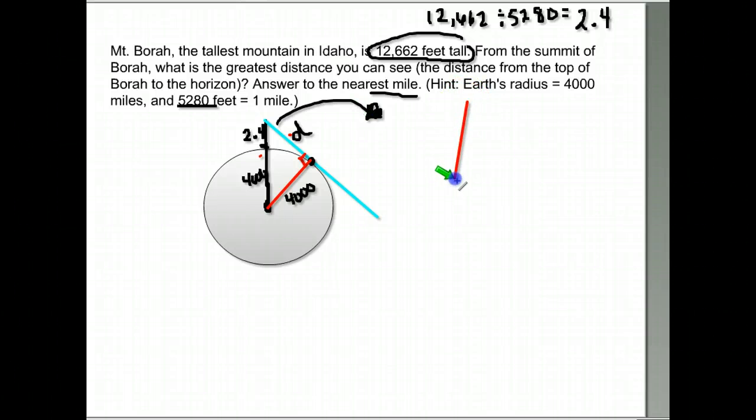So I'm just going to pull this right triangle over so that we can clean it up a little bit so that we can do our calculations. We don't know the length of this side. That was our distance. We know the base here is 4,000. What about our hypotenuse? Well, it was 4,000 plus 2.4 more. So it's 4,002.4.